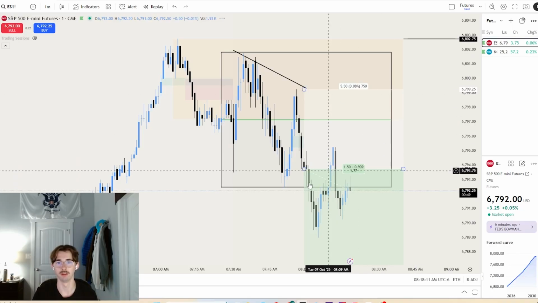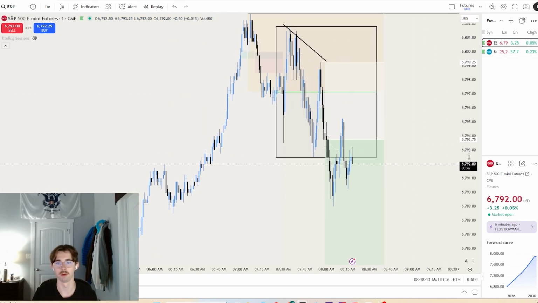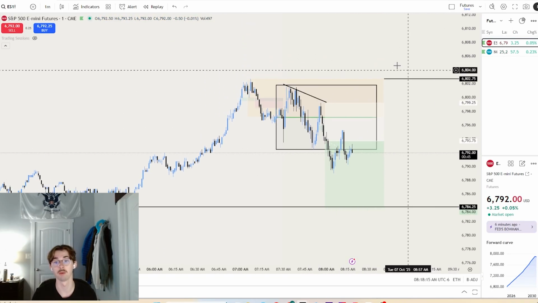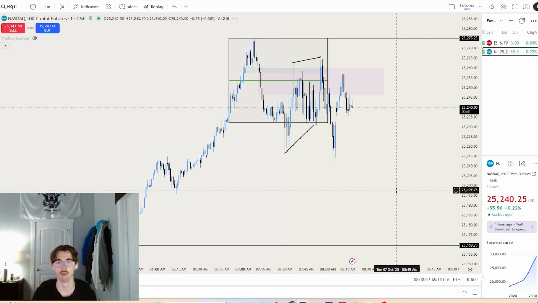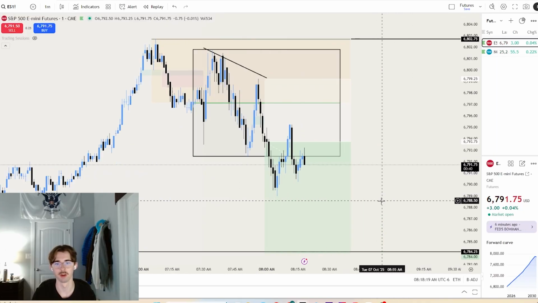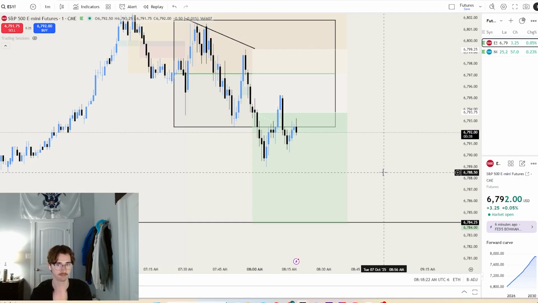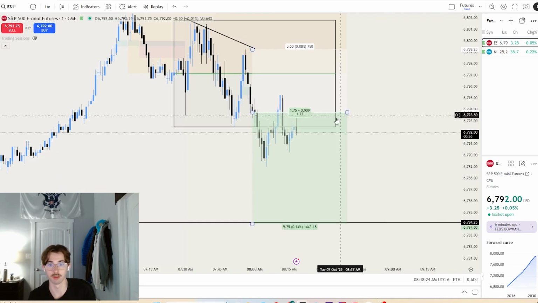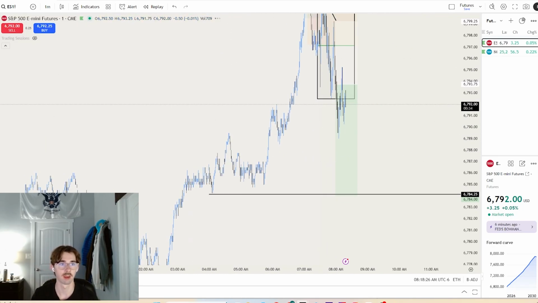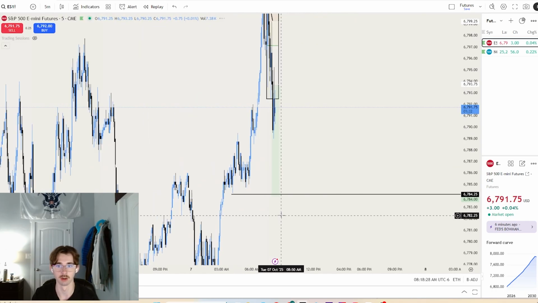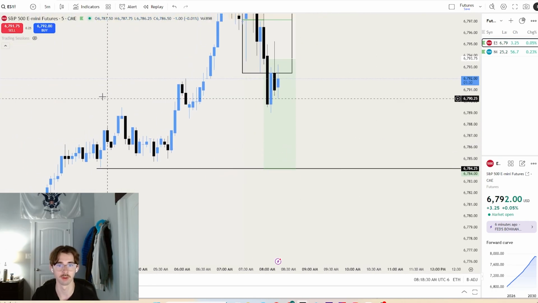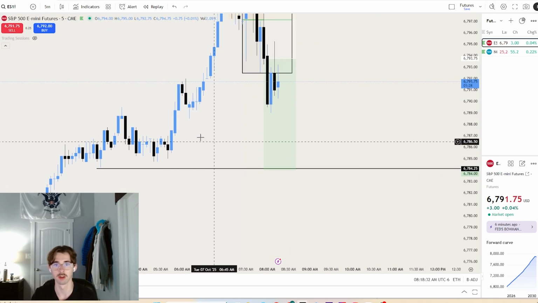I could definitely see some form of higher time frame manipulation up here before we move down further. But we could just move down further. I do really feel like price wants to, at the very least today, take out this low resistance liquidity right here before it moves any higher. I really feel like price wants this.